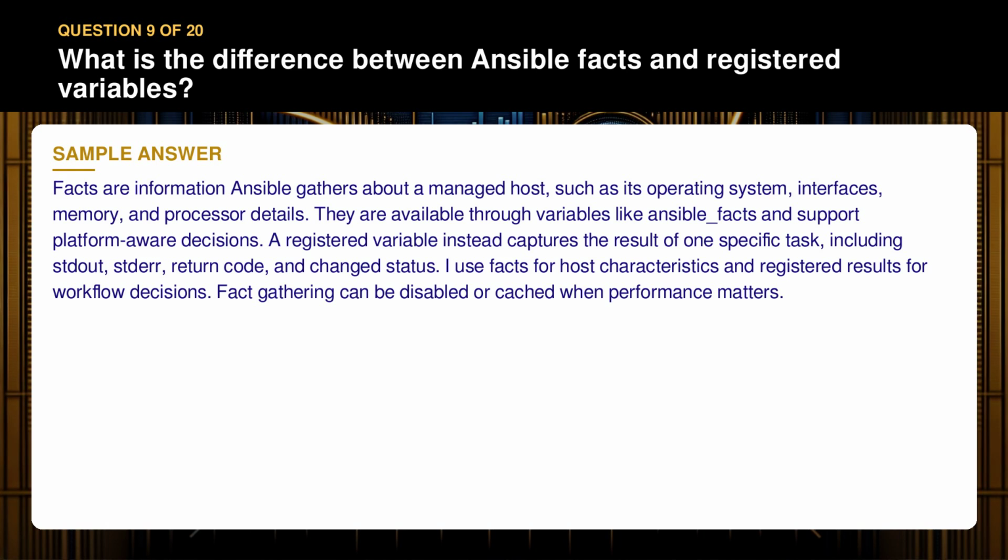A registered variable instead captures the result of one specific task, including stdout, stderr, return code, and changed status. I use facts for host characteristics and registered results for workflow decisions. Fact gathering can be disabled or cached when performance matters.